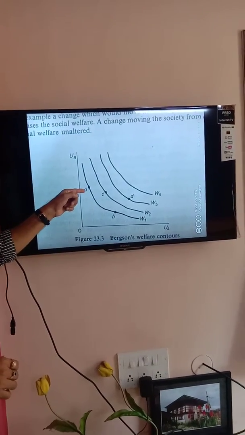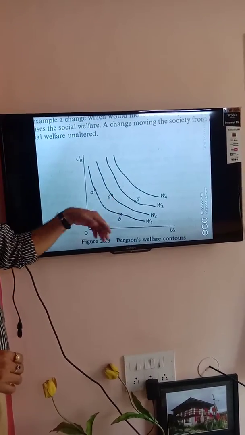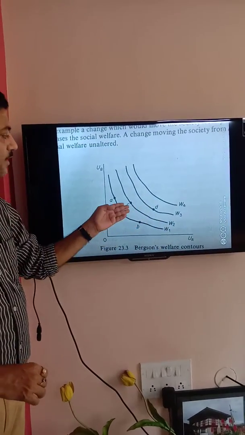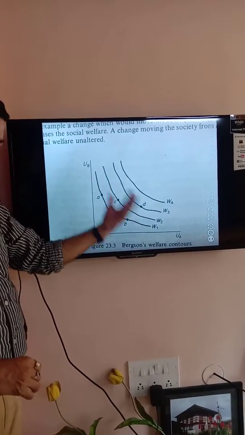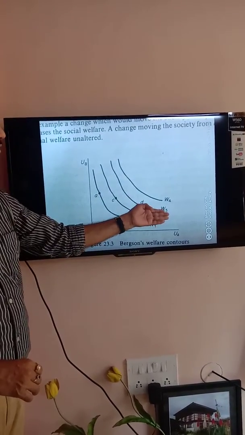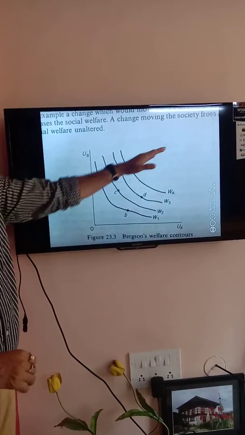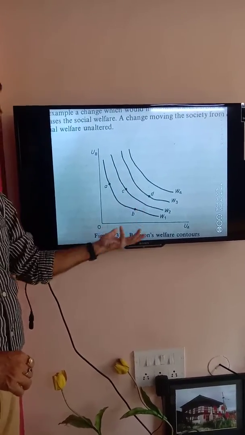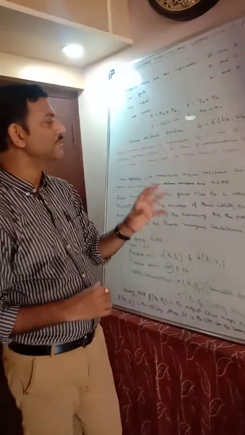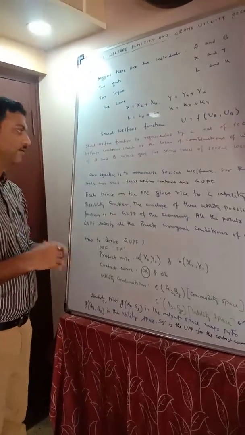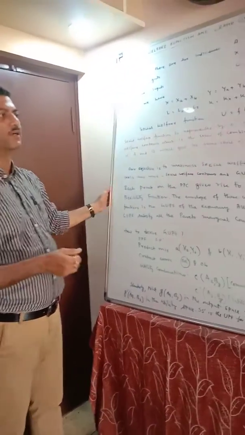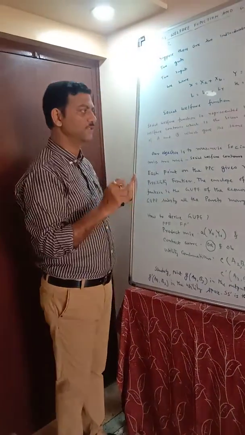But if you move from A to C or B to C, you will reach a higher welfare level, represented by the welfare contour W2. If you move from C to D, the social welfare will increase from W2 to W3. So when you move in this direction, it represents a higher level of social welfare. The social welfare function is one of the important components for the optimum allocation of resources, or to maximize social welfare.